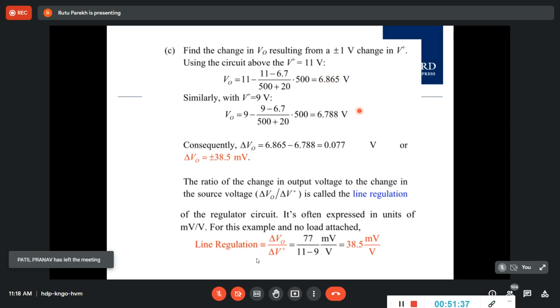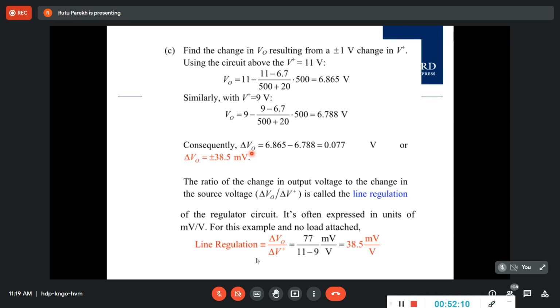Okay, so if you take the maximum difference, this minus this, it is 0.77 volt, or how much? 77 millivolt. And if you divide by 2, because this is plus minus 1, it is plus minus 38.5 millivolt. So this is the change from the nominal value. So this much only will be the change in the output voltage, it will keep almost constant. That's what it means, or it shows here.